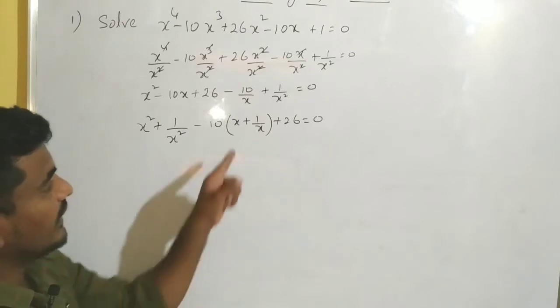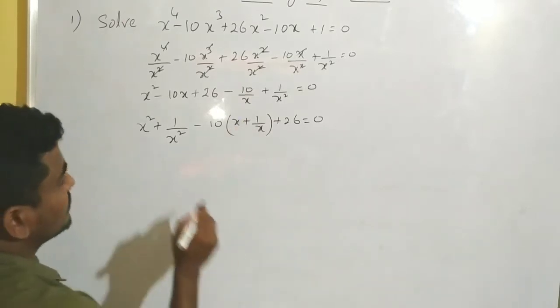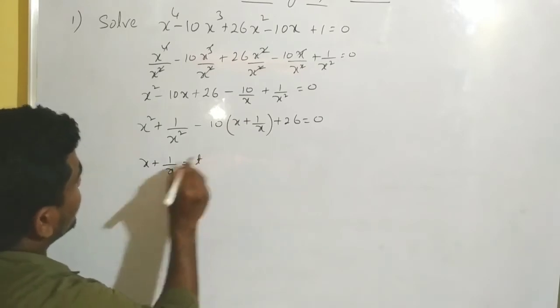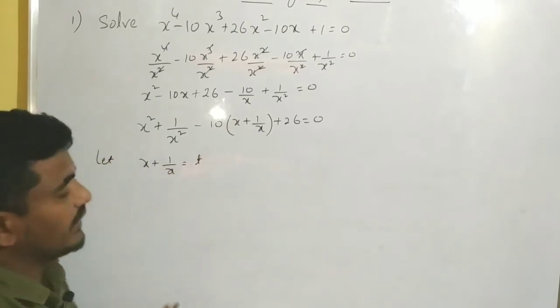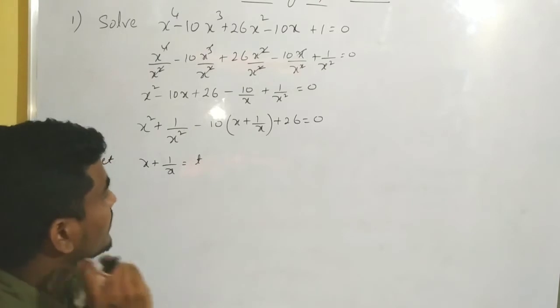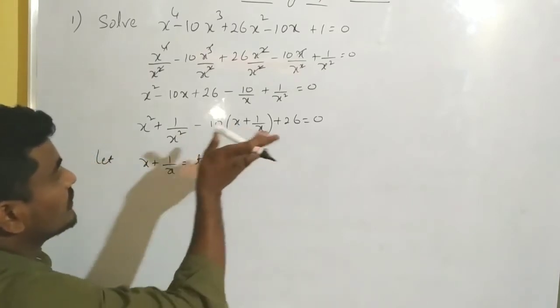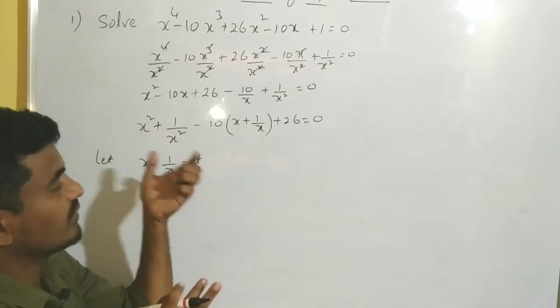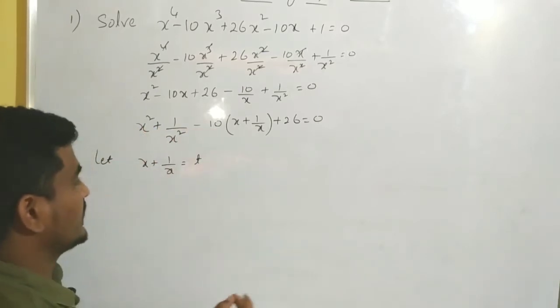Let me take x plus 1 by x as t. x plus 1 by x equals to t. Okay, this value I am going to substitute in this equation. Before that, what is the value of x square plus 1 by x square? We have to check it.